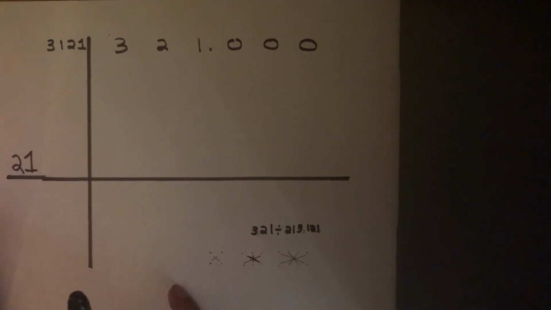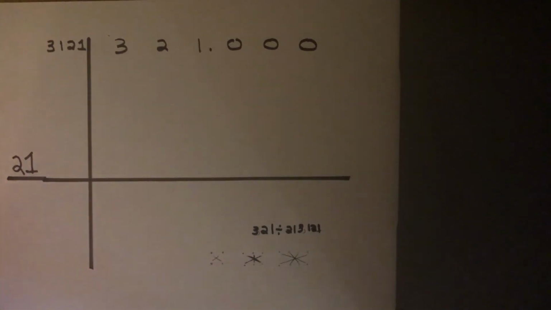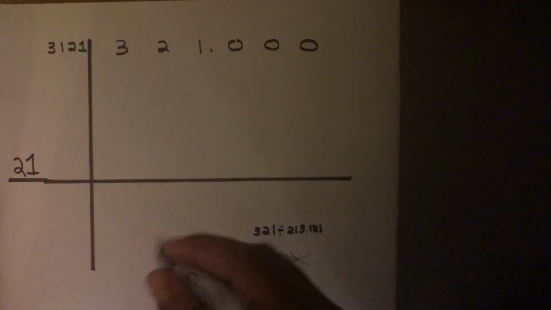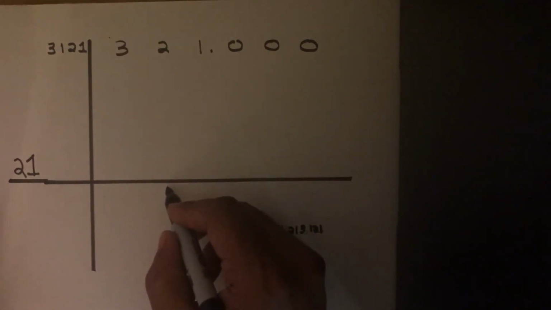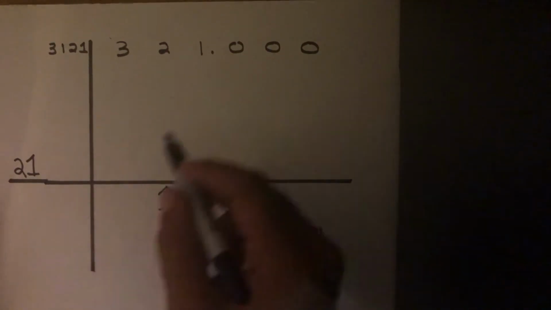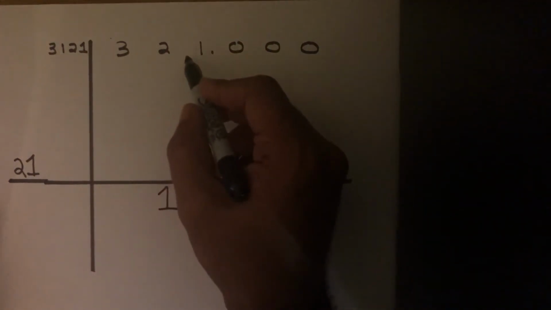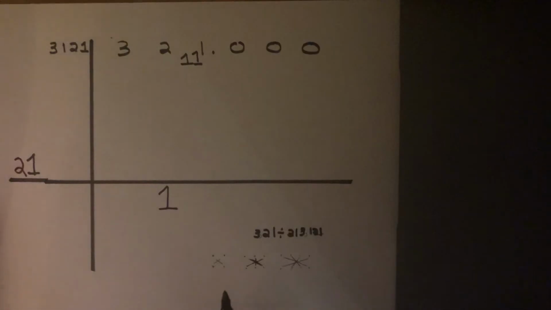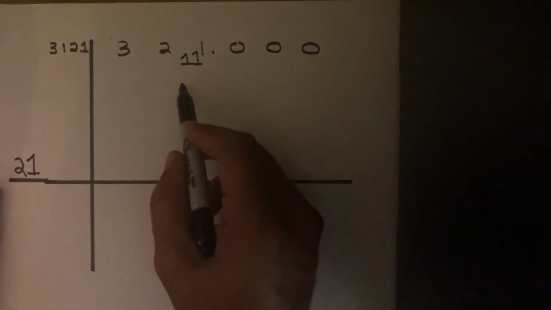So first we're going to say how many times does 21 go into 32? The answer is once. So I'm going to put a 1 here. And there's 11 left over, because 21 times 1 is 21, and then plus 11 is 32. Okay, so we're going to make our first subtraction now.